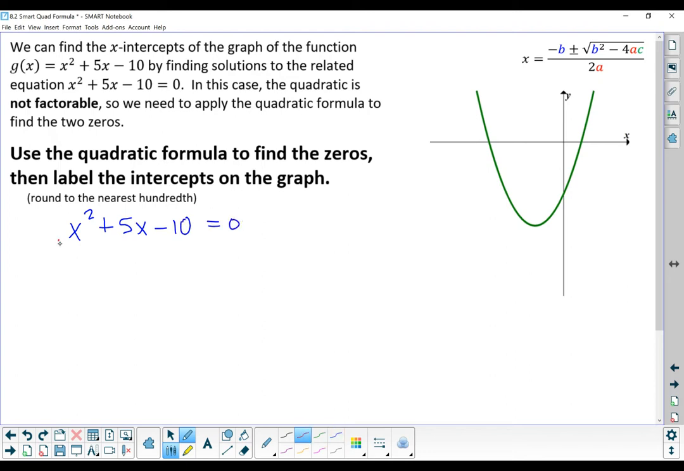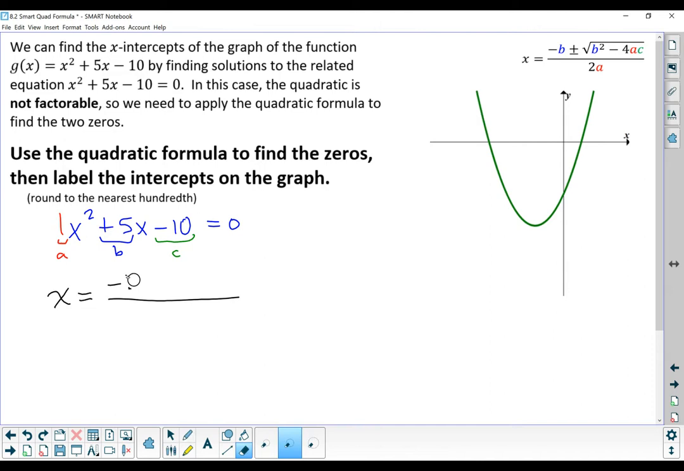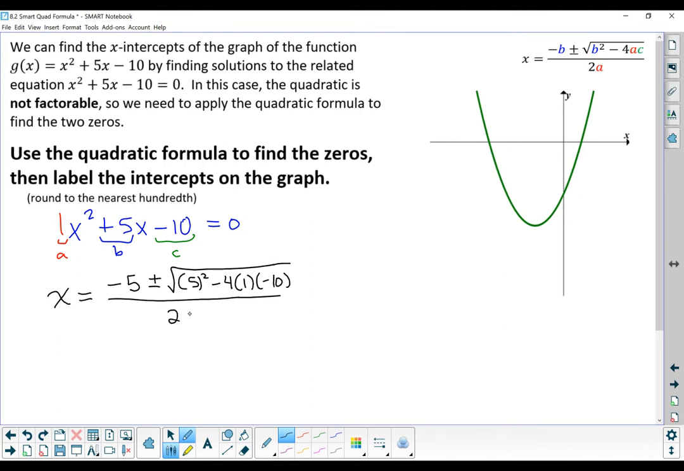So our a value is 1, our b value is 5, and our c value is negative 10. So in the quadratic formula, it's negative b, whoops, I mean to write the numbers in, sorry, negative 5 plus or minus the square root. I need my b value squared minus 4 times a times c, and that's all divided by 2a.